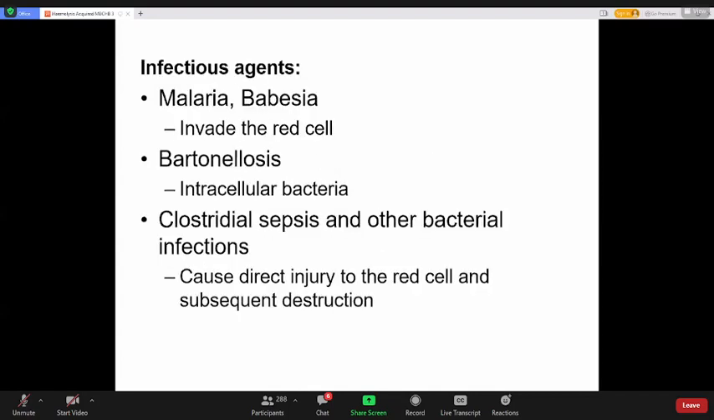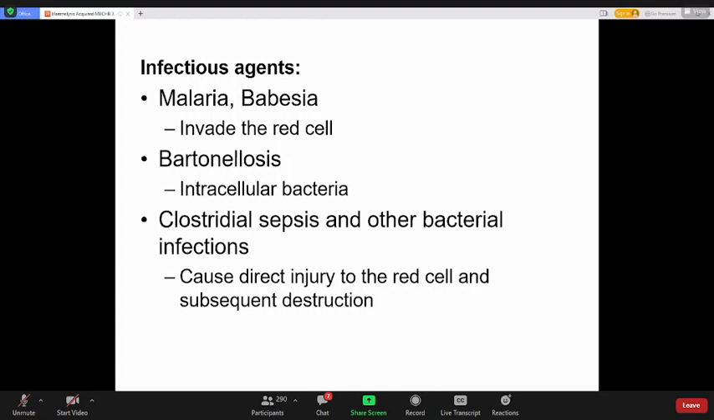Then we go to infections. Many infections are associated with hemolysis, and of course, the commonest and most prevalent here is malaria, and that's how malaria causes hemolysis. Malaria is an intracorpuscular parasite. It has one of its stages within the red cell, and parasitized malaria cells are of course recognized as abnormal and are hemolyzed within the spleen.